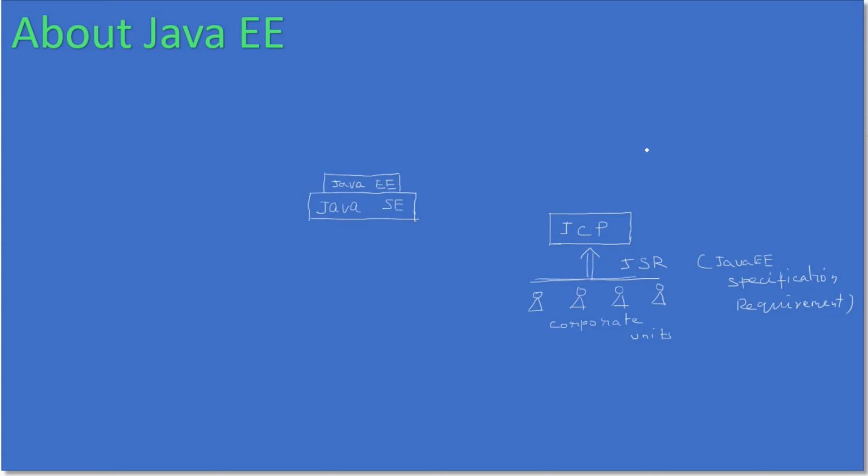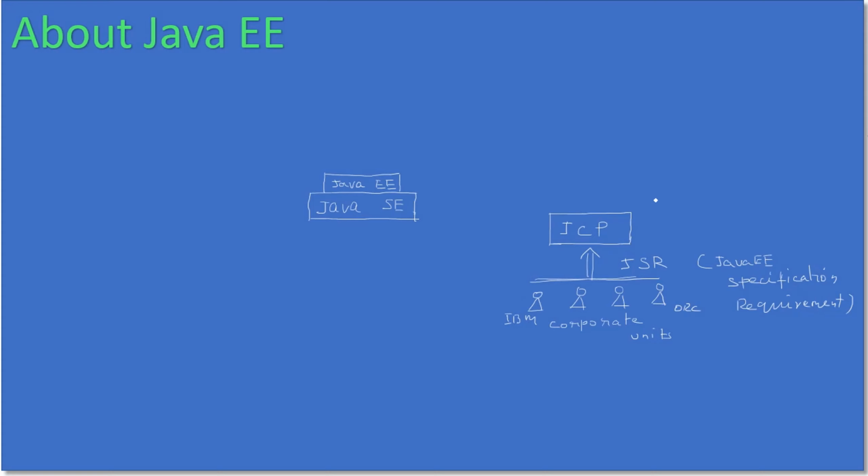So the corporate unit can be anything, say for example, IBM, Oracle. So you can imagine. These are all the members of this JCP process, Java Community Process, and they will form a Java specification requirement. Say for example, specification requirement in the sense servlet requirement or JSP requirement, EJB requirement. All those are formed by this kind of people only. So they will submit it to JCP.